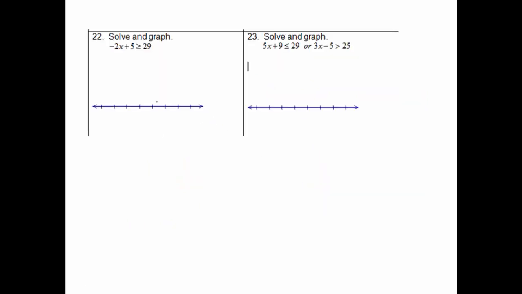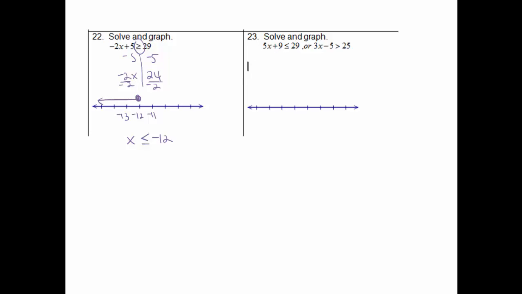Okay, problem 22, it asks us to solve and graph. So this one I'm going to go ahead and draw my line. And from here, to get the x by itself, I'm going to subtract 5 from both sides. So I'll get negative 2x and then 24. And then to get rid of the negative 2, just like I got rid of the numbers on the other problems, I'm going to divide both sides by negative 2. So I'm going to get x, 24 divided by negative 2 is negative 12. And then since I divided by a negative, I do need to switch the way that the inequality is going, so I'm going to make that less than or equal to. So that's my inequality. And then when I go to graph it, I'm going to have a closed circle at negative 12. This is less than, so it's going to point to the left.